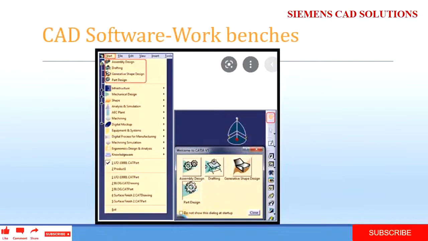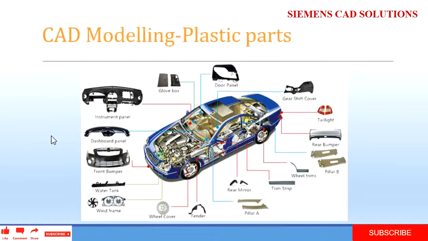So next, these are the major plastic parts used in a vehicle: front bumper, glove box, instrument panel, dashboard panel, door panel, gear shift cover. This is the exterior one, rear bumper. Pillar trims will be the interior, wheel trim, A-pillar, fender, wheel cover, wind frame duct, water tank. So these are the major plastic parts involved in automotive design.